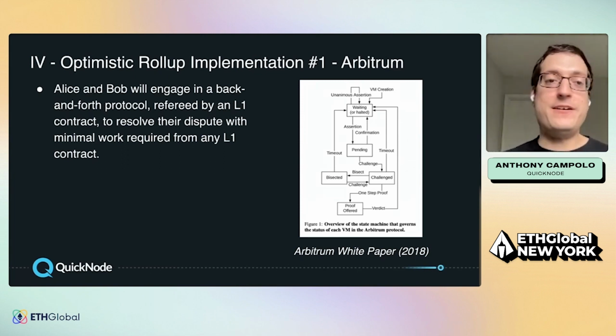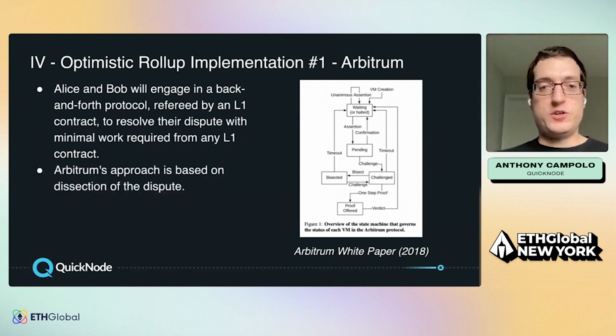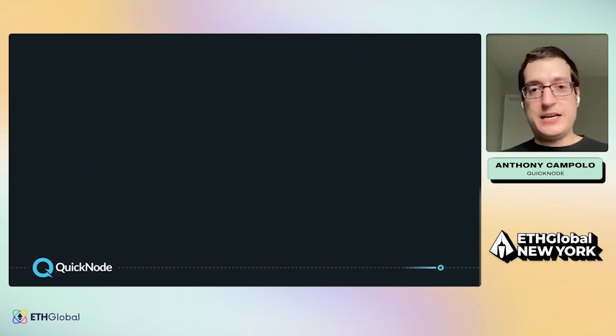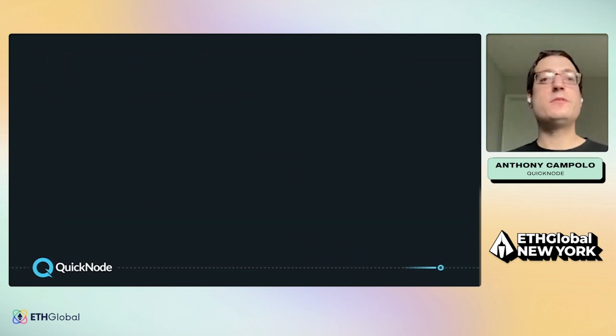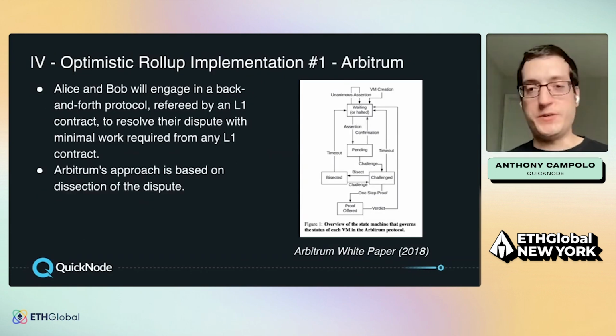And then we have a layer 1 contract that is refereeing between the two of them. Now, to resolve that dispute, you need to have this layer 1 contract to arbitrate between the two of them. And it does that by dissecting the dispute. And that is what is happening in that image on the right over there.